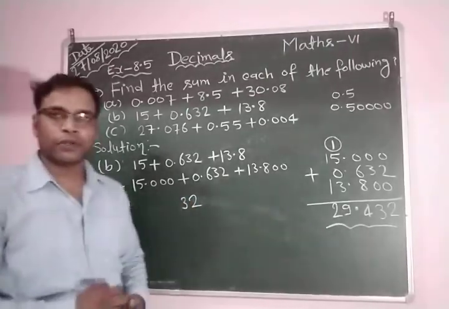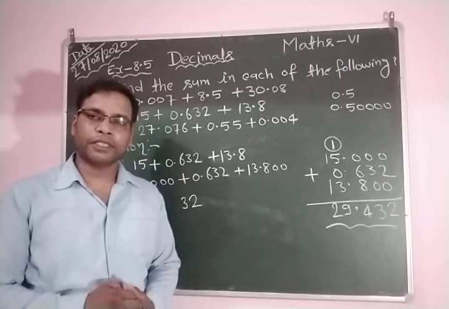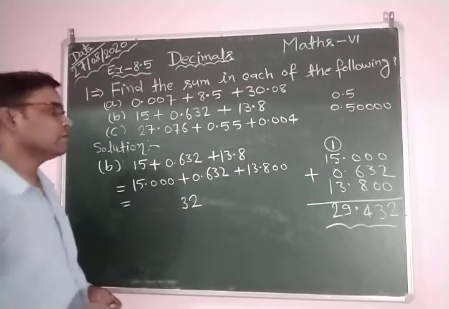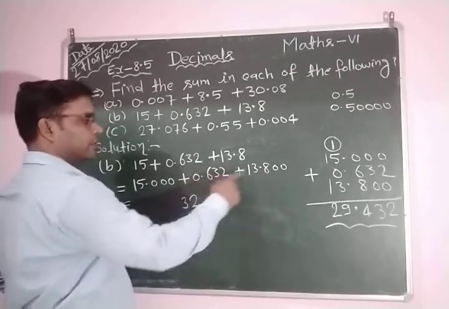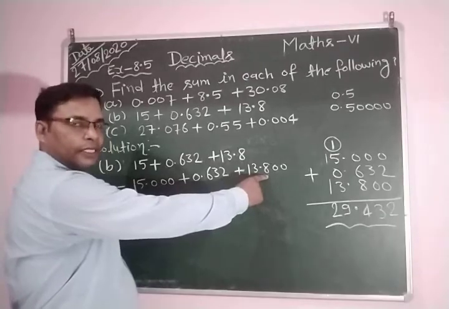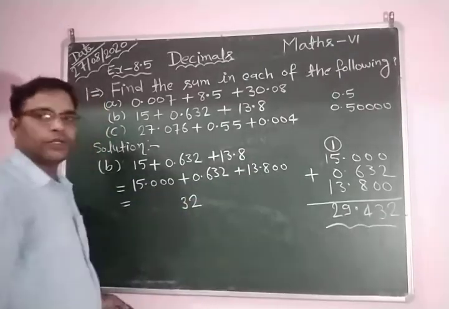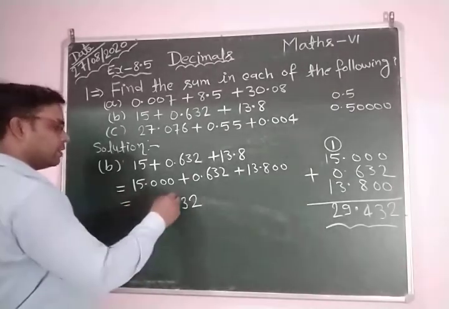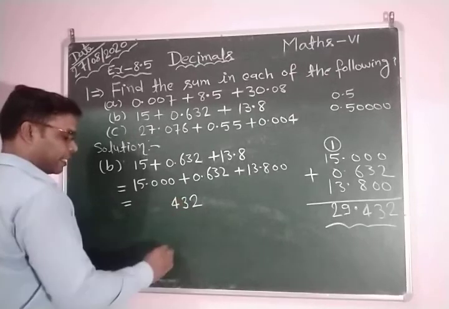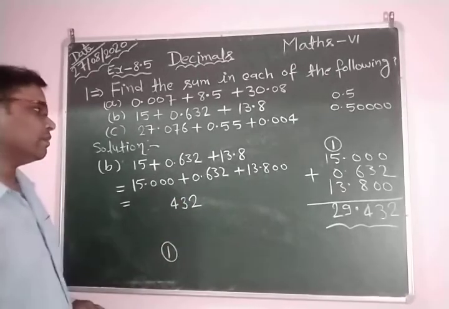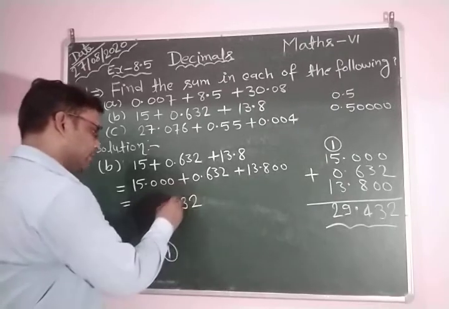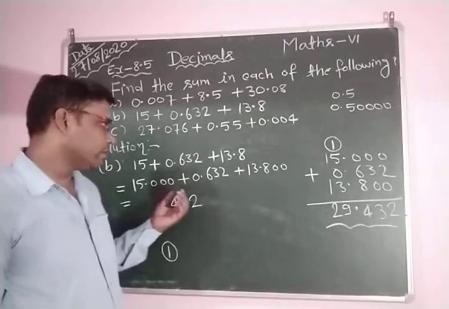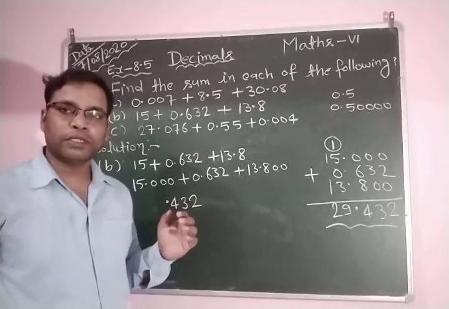Now we add the tenths place digits. The tenths place digits are 8, 6, and 0. So 8 plus 6 is equal to 14, and 14 plus 0 is again 14. So we write here 4 and carry 1. After this, we write the decimal. Now we are going to add the ones place digits.